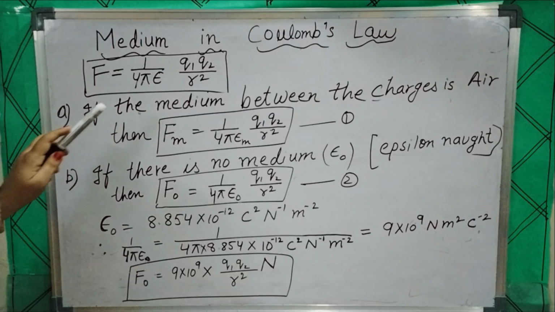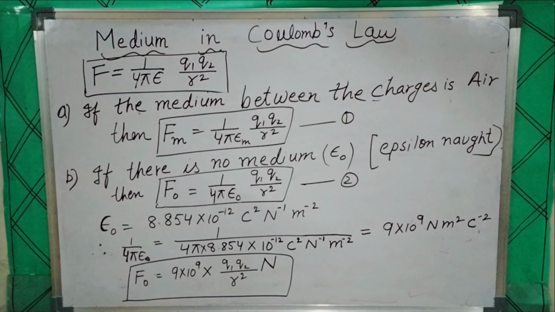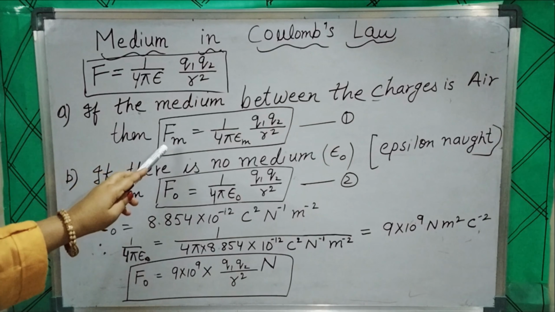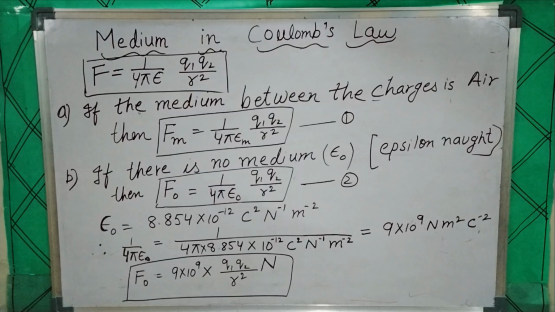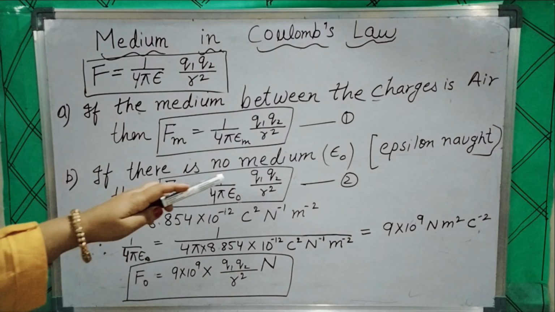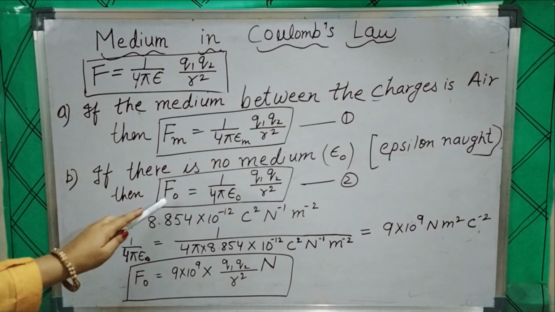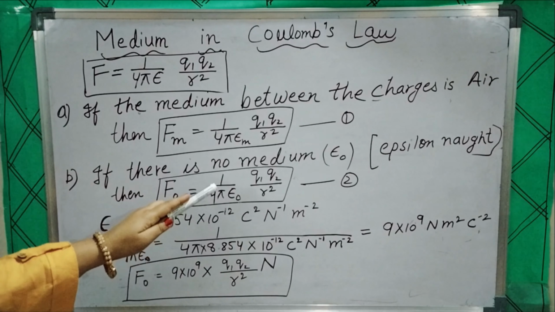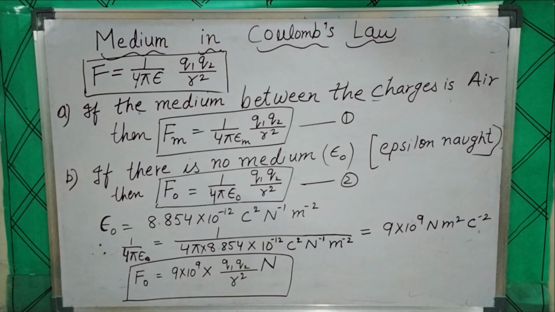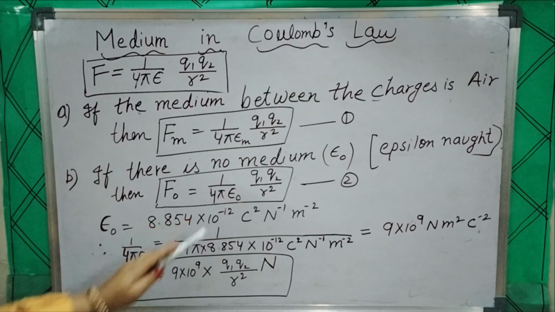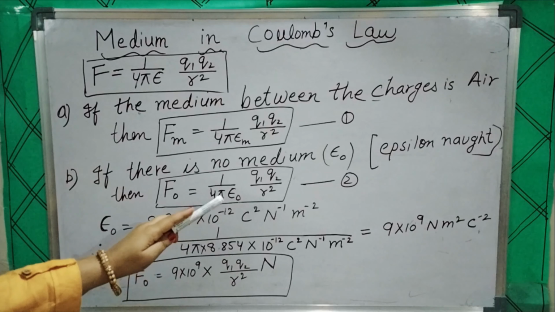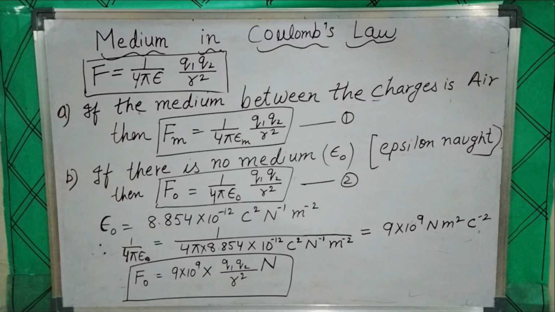Now if the medium between the charges is air, then we may write this equation as Fm is equal to 1 by 4 pi epsilon m, Q1 Q2 by r square. And if there is no medium, then the permittivity is denoted by epsilon naught. So F naught is equal to 1 by 4 pi epsilon naught, Q1 Q2 by r square. This is equation number 2. And the value of epsilon naught is 8.854 into 10 to the power minus 12 C square N to the power minus 1 m to the power minus 2.